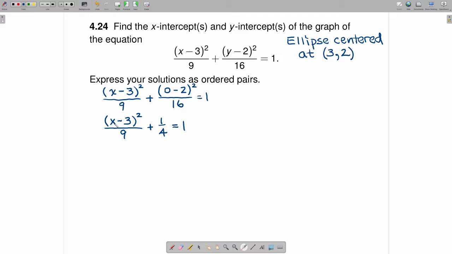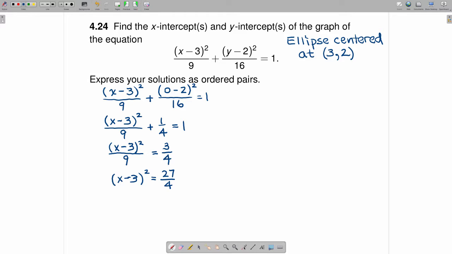Remember, we're trying to solve this equation for x, so we want to take this 1/4 and move it onto the right-hand side. The way you do that is by subtracting 1/4 from both sides of the equation. When you subtract 1/4 from the left-hand side, you get (x − 3)² divided by 9. When you subtract 1/4 from the right-hand side, you get 3/4. The next step in solving for x is to multiply both sides of this equation by 9. And when you do so, you get (x − 3)² is equal to 27/4.